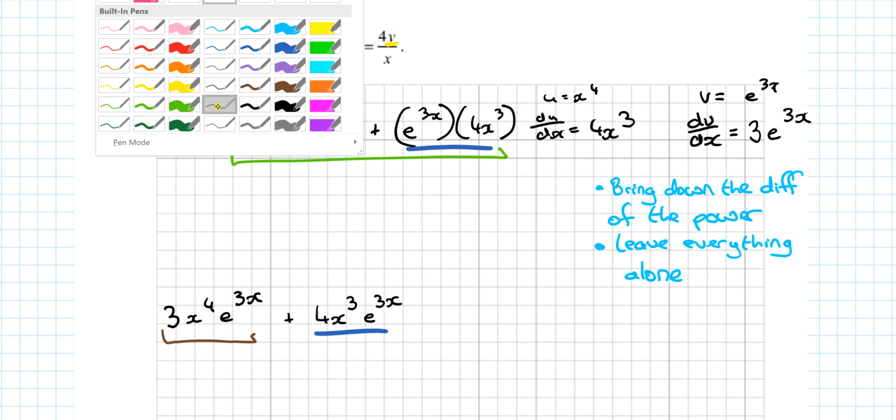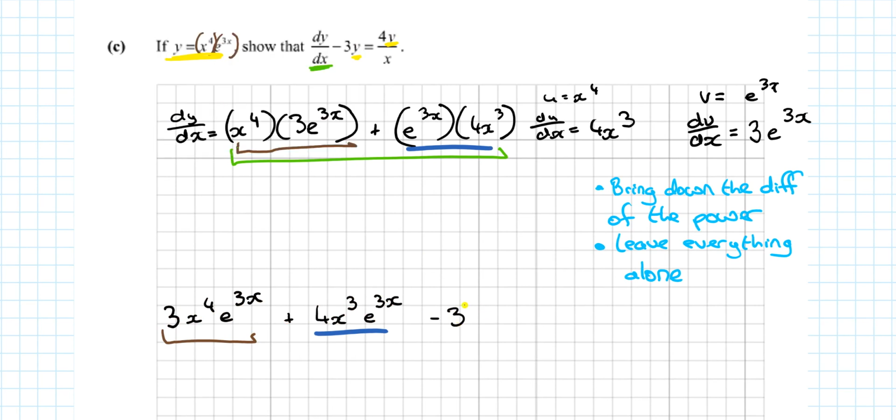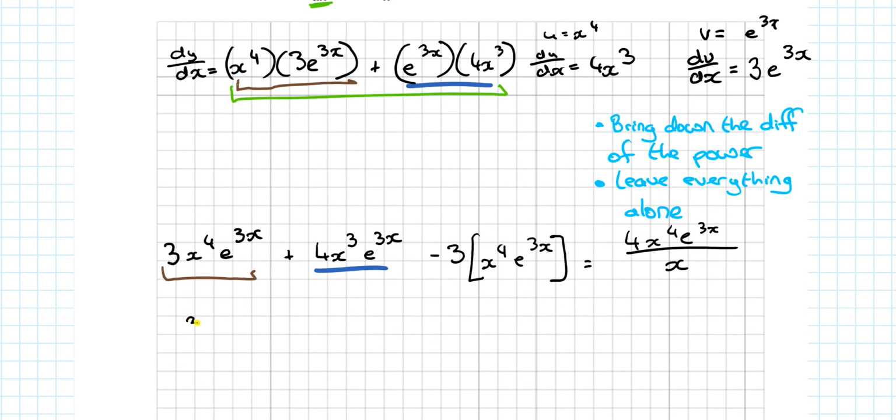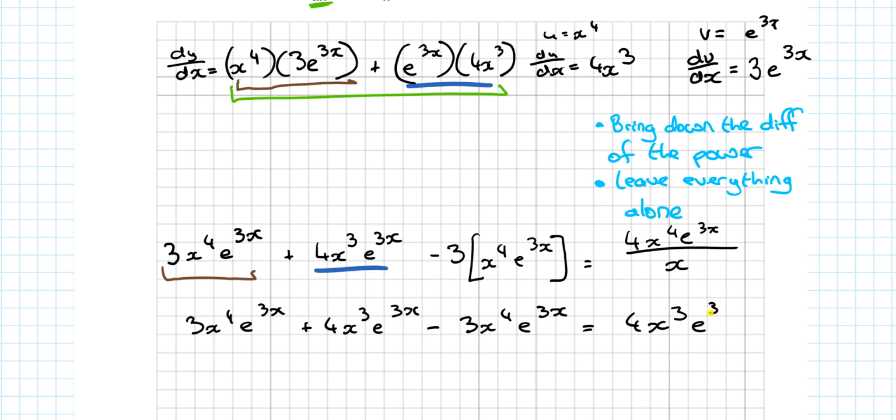Minus 3 by y. x to the power of 4 e to the 3x is equal to 4y, which is 4 x to the power of 4 e to the 3x over x. And let's start multiplying it out then. So it's 3x to the 4 e to the 3x, nothing I can do there, plus 4x to the 3 e to the 3x, nothing I can do there, minus 3x to the 4 e to the 3x, that's interesting, 4x to the 3 e to the 3x.